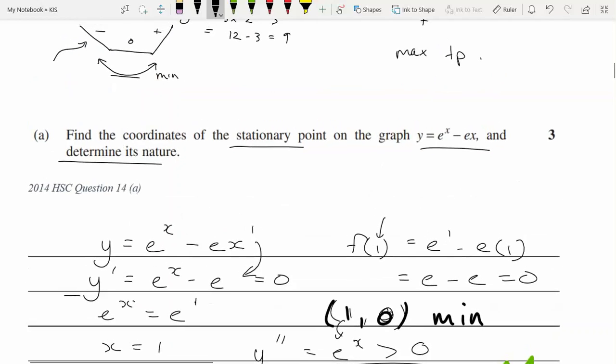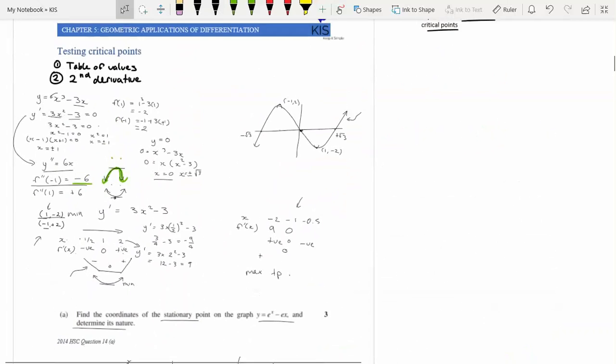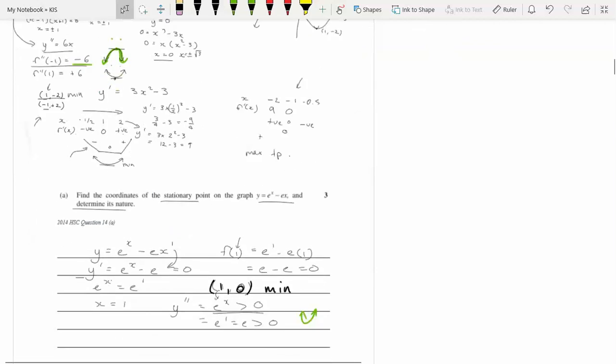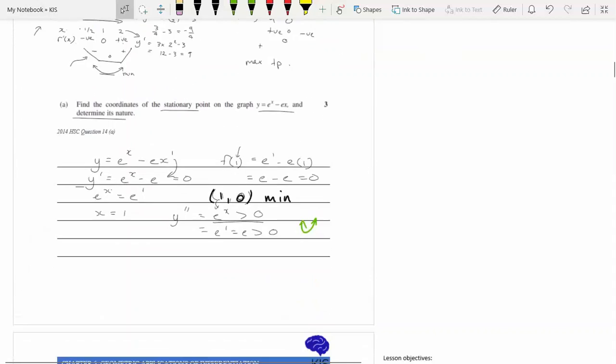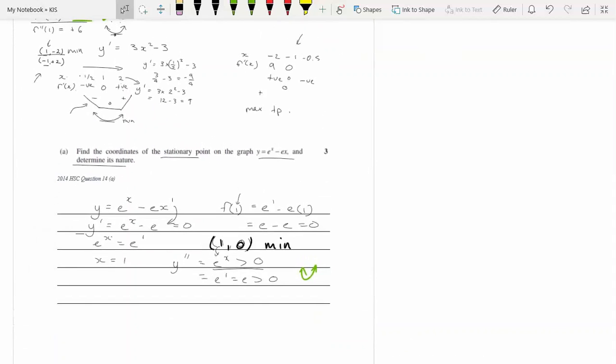Okay, thank you for joining me for this lesson. We went through some stuff on how to test our critical points in the 2 different manners, and also an example of how to find the coordinates in an exam style question.